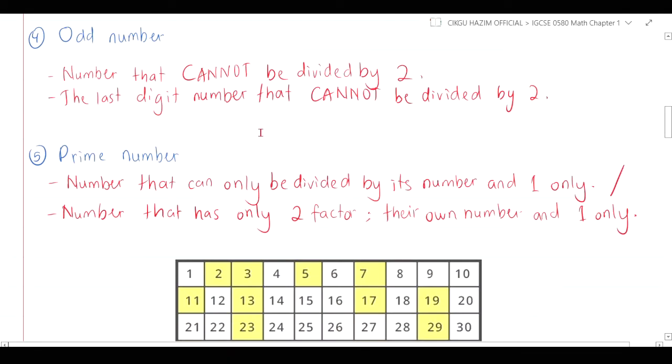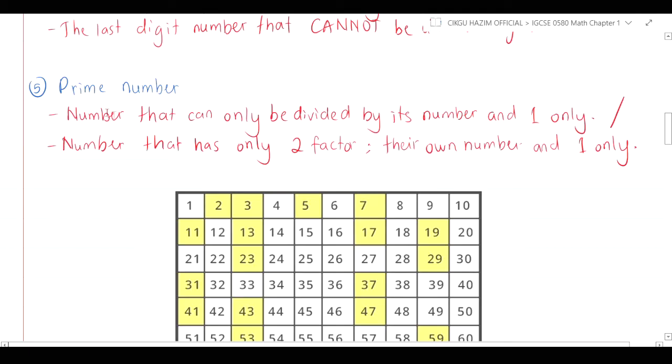Prime number, be very careful, because we have several meanings and several kinds of interpretation by different books. So prime number is actually a number that can only be divided by itself and one only. It may be weird, maybe you don't really understand. Or another sentence is a number that has only two factors. These two factors here, number one is their own number and number two is one only. It's still reflecting and representing the same meaning. But that's how it is.